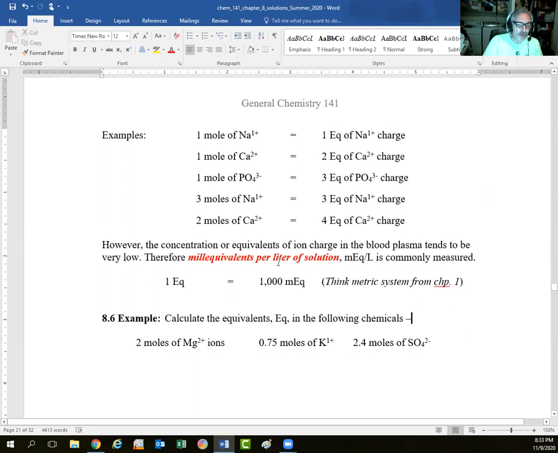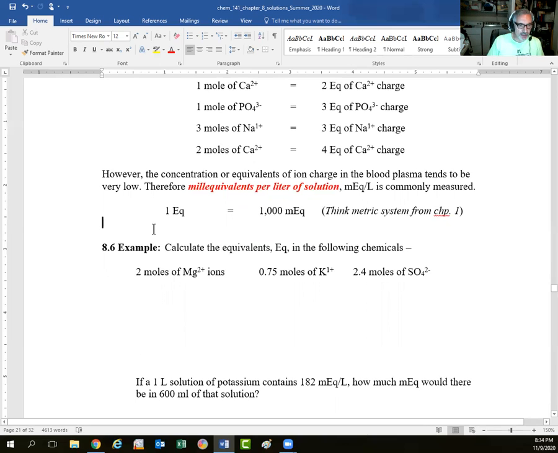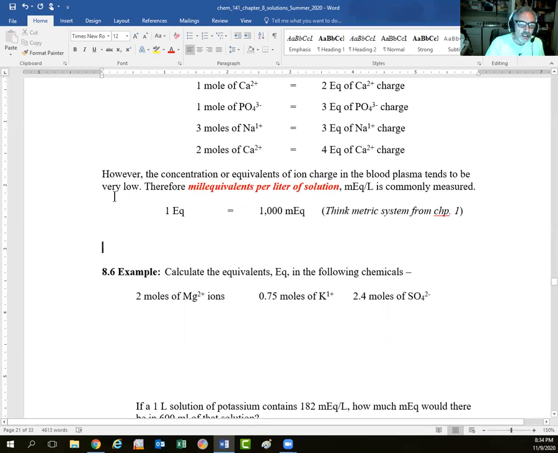We can also think about a factor labeling method for working out the number of equivalents we have. Usually we measure in milliequivalents because the concentration of these electrolytes is relatively low. So we talk about these milliequivalents with 1,000 milliequivalents to make 1 equivalent. Let me just make myself some space here. Yep, 1 equivalent equal to 1,000 milliequivalents. Just keep that in mind.